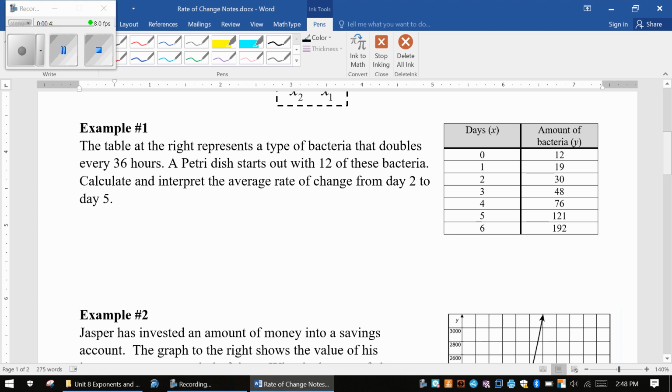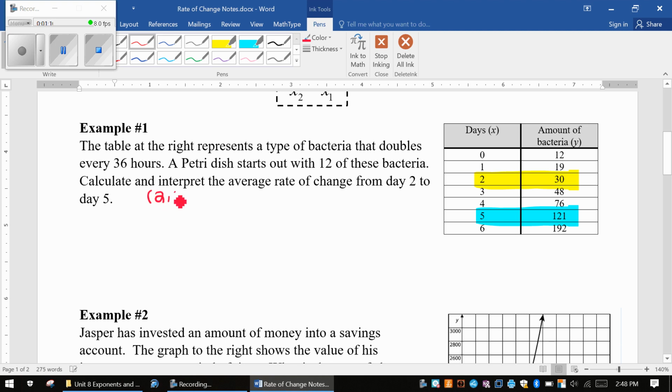The table at the right represents a type of bacteria that doubles every 36 hours. A petri dish starts with 12 of these bacteria. Calculate and interpret the average rate of change from day 2 to day 5. So these are the 2 points that we're going to use in order to calculate our rate of change.